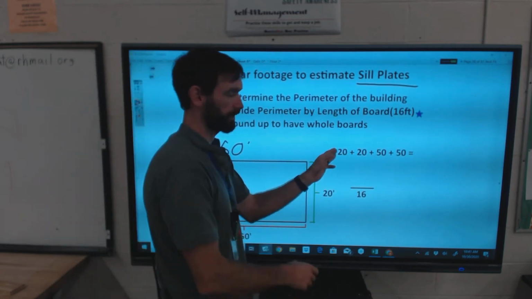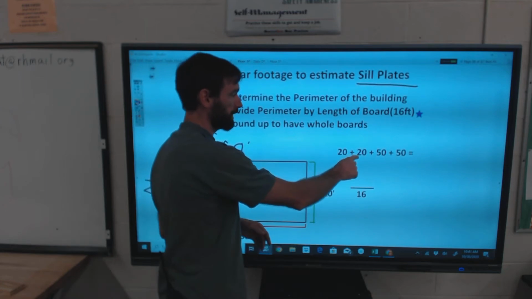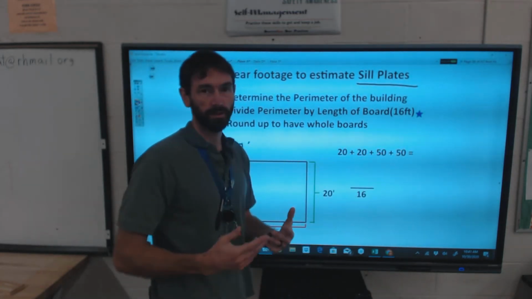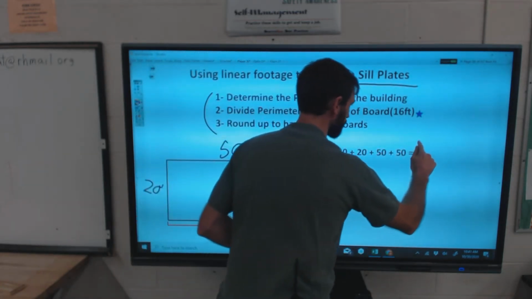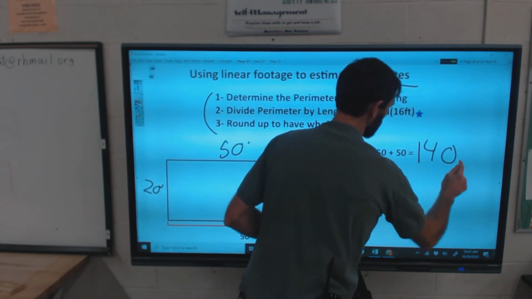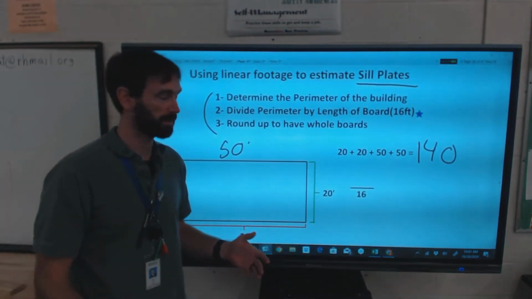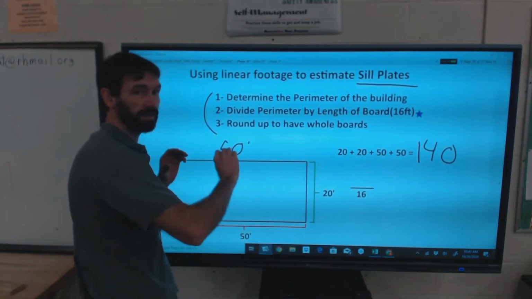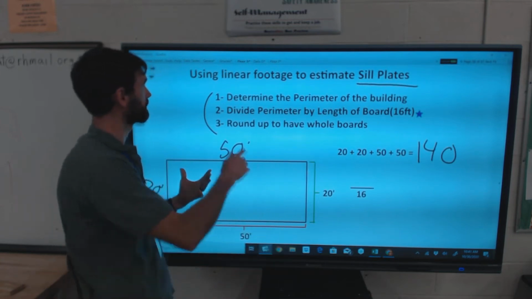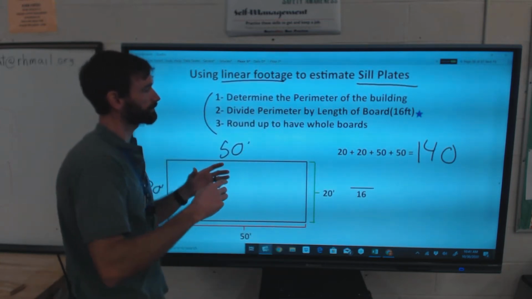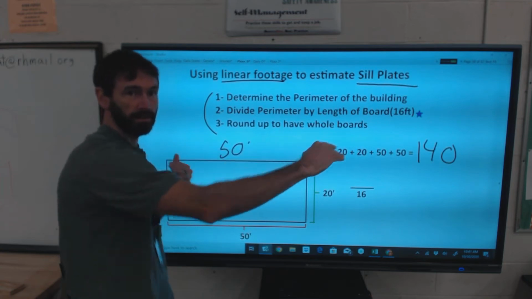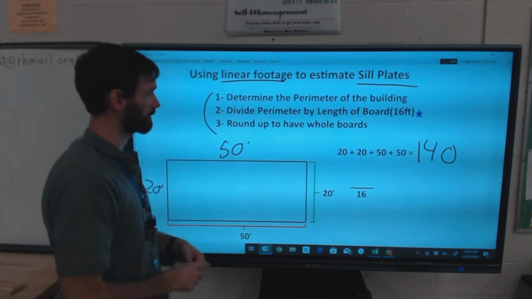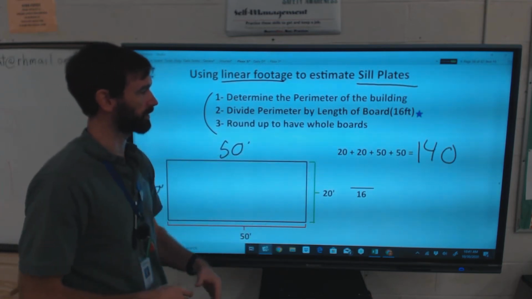I said that out of order, but 20 plus 20 plus 50 plus 50, do all that, what do you get? 140 linear feet. If you were to stack all these end to end, that's what linear feet is. Linear footage, stacking end to end to end, what does it come out to? 140 feet is what you're going to need.